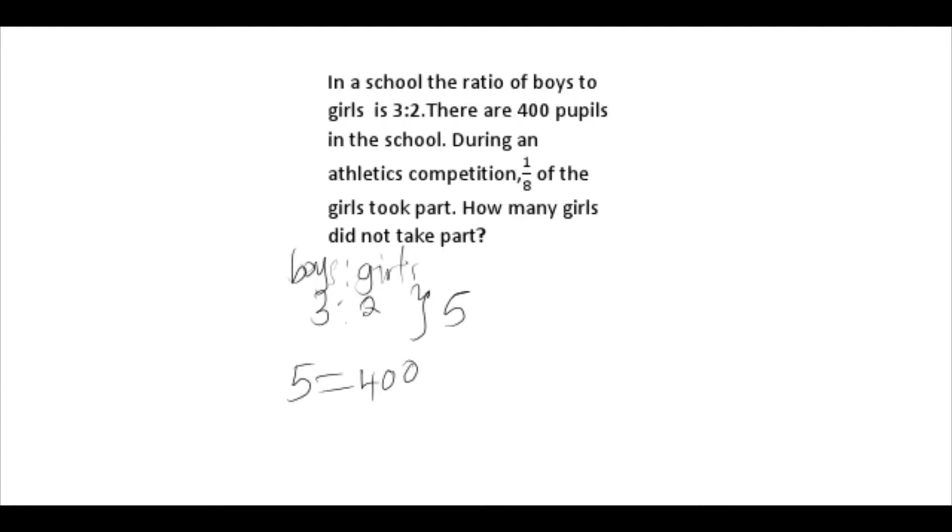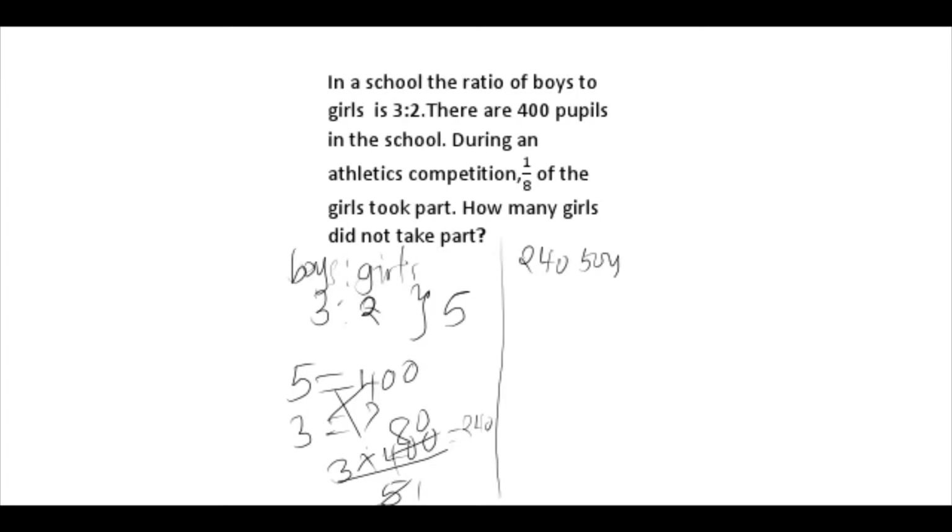So 400 will be 3 plus 2. So we have 5 is equals to 400. What about 3 for us to know the total number of boys in school? So we have 3 times 400 divided by 5. So 5 divided by 5 is 1, 400 divided by 5 is 80. 80 times 3 gives us 240. So we have 240 boys.